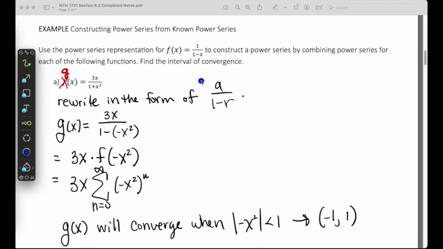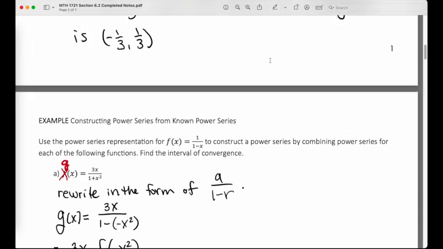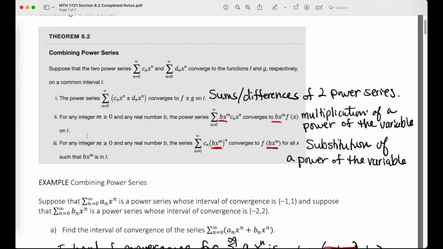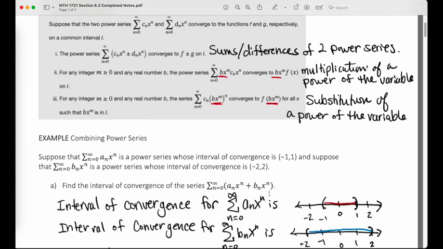Then we can rewrite this in this form, saying if I multiply our function by 3x, and I substitute negative x squared in and do like a composition, then this is the case where we're using properties 2 and 3 together from above. Let's scroll back up and check real quick. So we're using this property where we multiply something on the outside of f, and then we're also using property 3 where we're using a substitution here.